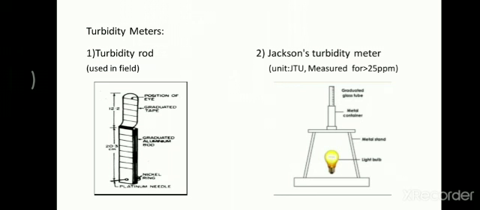So the flame or the light of the standard candle or the bulb is seen through the turbid water, and the level of the water in the glass tube is gradually increased till the image disappears, and the reading on the glass tube against the water surface gives the turbidity in ppm.